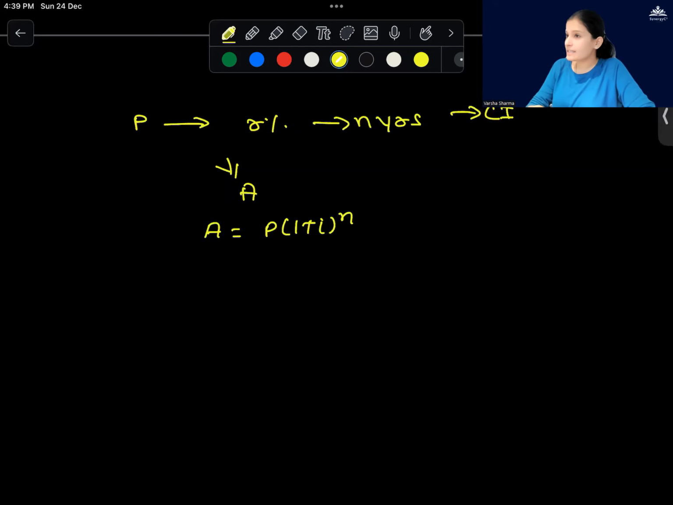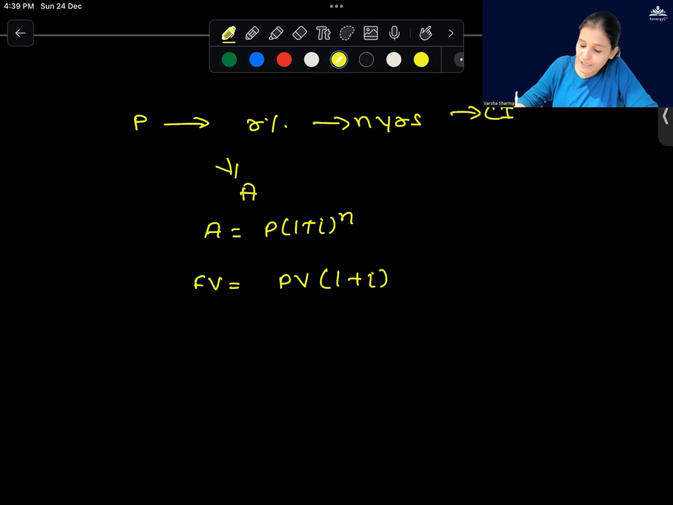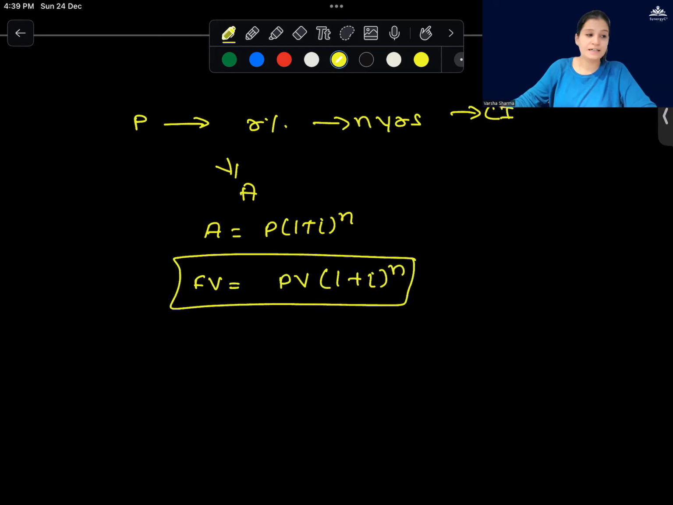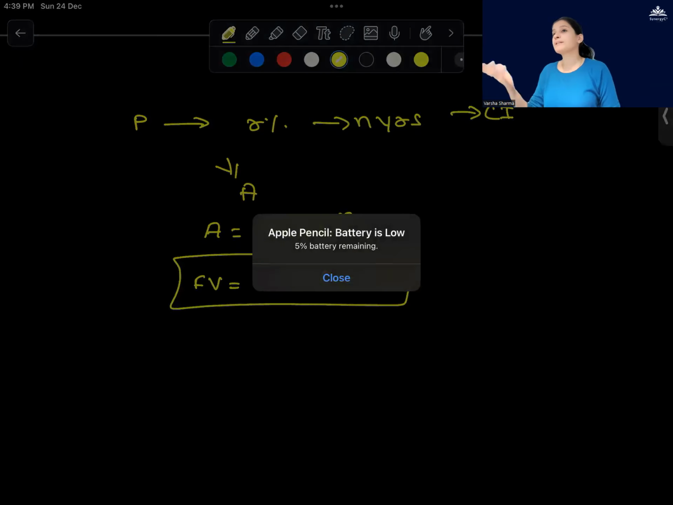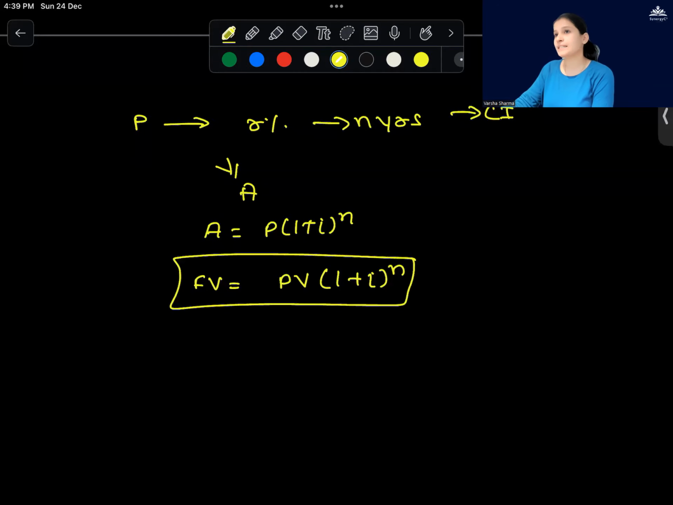So rather than writing this, I can also write that the future value is equal to present value into 1 plus i upon n. Sometimes instead of amount and principal, they use the word present value and future value. Means the same thing. That I'm investing a sum of rupees 1500 today at 2% per annum for 3 years, then how much amount will I get in the future? So the terms that they are using is future value and present value. But the meaning is again amount and principal itself.